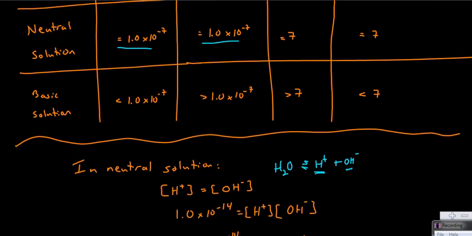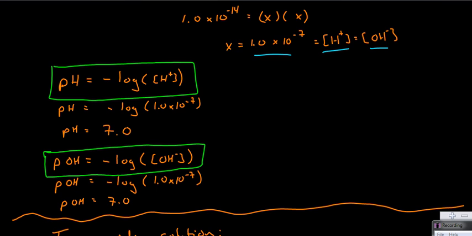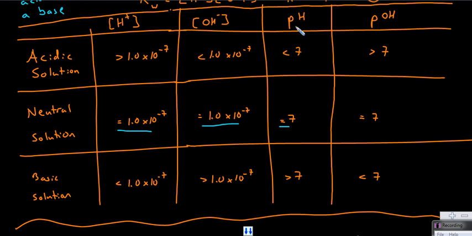Now, it's a little awkward to deal with 10 to the negative 7s all the time. It's easier instead to deal with much smaller numbers, or bigger numbers in this case actually, where we refer to pH and pOH. pH is the negative log of the concentration of protons, and pOH is the negative log of the concentration of hydroxides. In a neutral solution, you have a pH of 7 and also a pOH of 7. So in a neutral solution, the pH is 7 and the pOH is 7 as well.